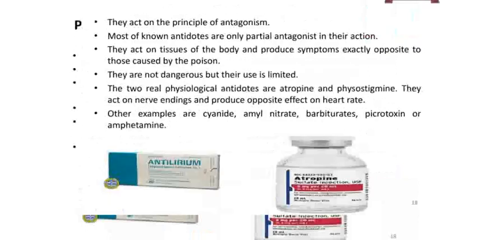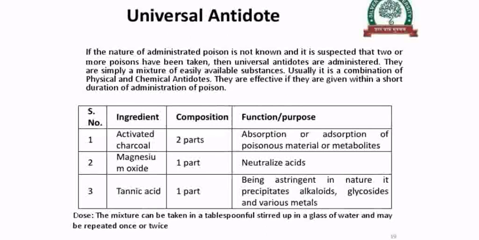Now coming to the last category, the universal antidote. The fourth category of antidote is the universal antidote, and this is the most important antidote, because from traditional knowledge we can find this antidote was used 100-200 years ago also. The universal antidote was administered by most of the pharmacists and medical practitioners.